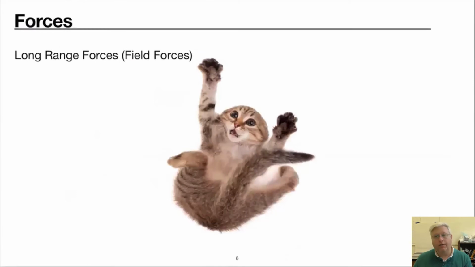Whereas with a long range force, or sometimes we call a field force, two things don't have to come into contact. So we're very familiar with the example of gravity. The force due to gravity is a long range force. And so when a cat falls or when you drop your keys, the earth doesn't actually have to touch the cat or the keys in order for it to exert a force on it. So these are long range forces.